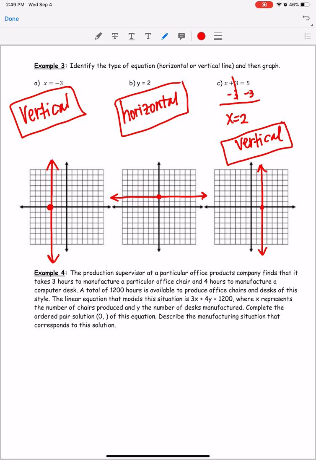All right. We're going to finish this lesson off with 3 word problems. Example 4 says the production supervisor at a particular office products company finds that it takes 3 hours to manufacture a particular office chair and 4 hours to manufacture a desk or computer chair. A total of 1,200 hours is available.